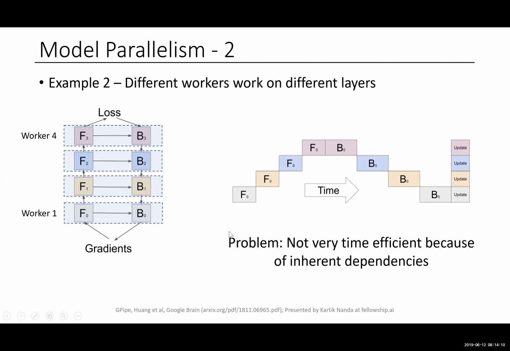But the issue here is if you actually look at this, in order to compute F1, you already need to have computed F0 and all the way around. And so if you actually plot the execution where the x-axis is time, then you've got F0 computing first, everybody waiting for that. And once F0 is computed, then F1 is computed. And then the blue F2 is computed, and then the pink F3, and then similarly on the way back, B3, B2, B1, and B0.